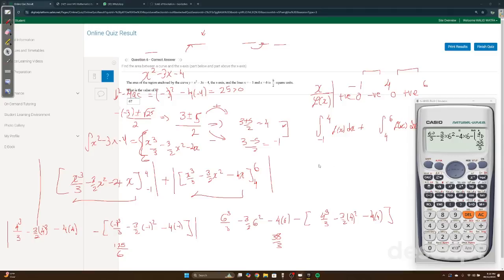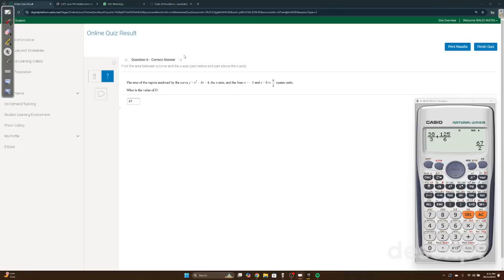And when we add these, for some reason I feel like we're going to get it wrong, but let's go. 38 over 3 and 125 over 6. We get 67 over 2. Okay, so it's not wrong. So you add both areas, you get 67 over 2. So k is what? 67. Okay.